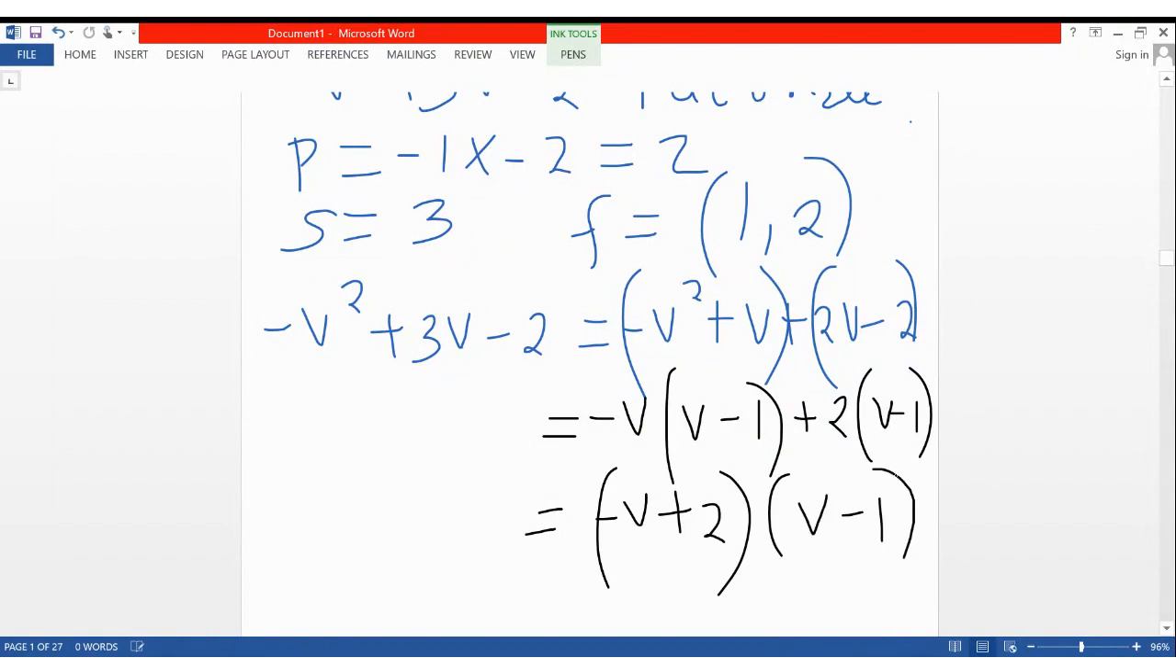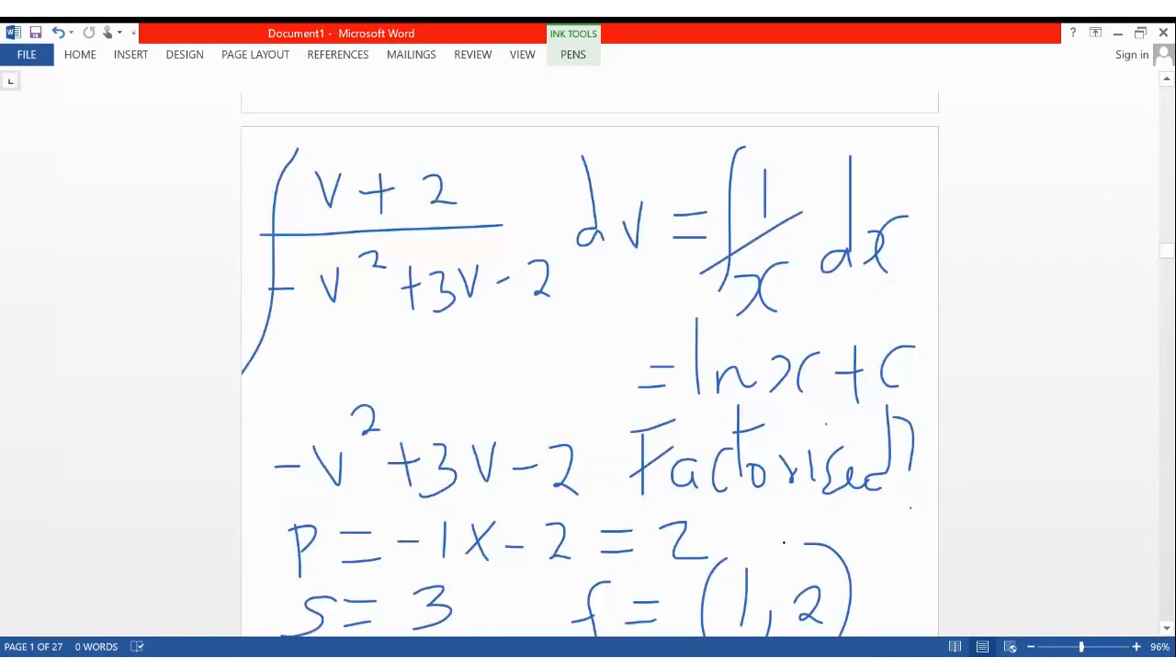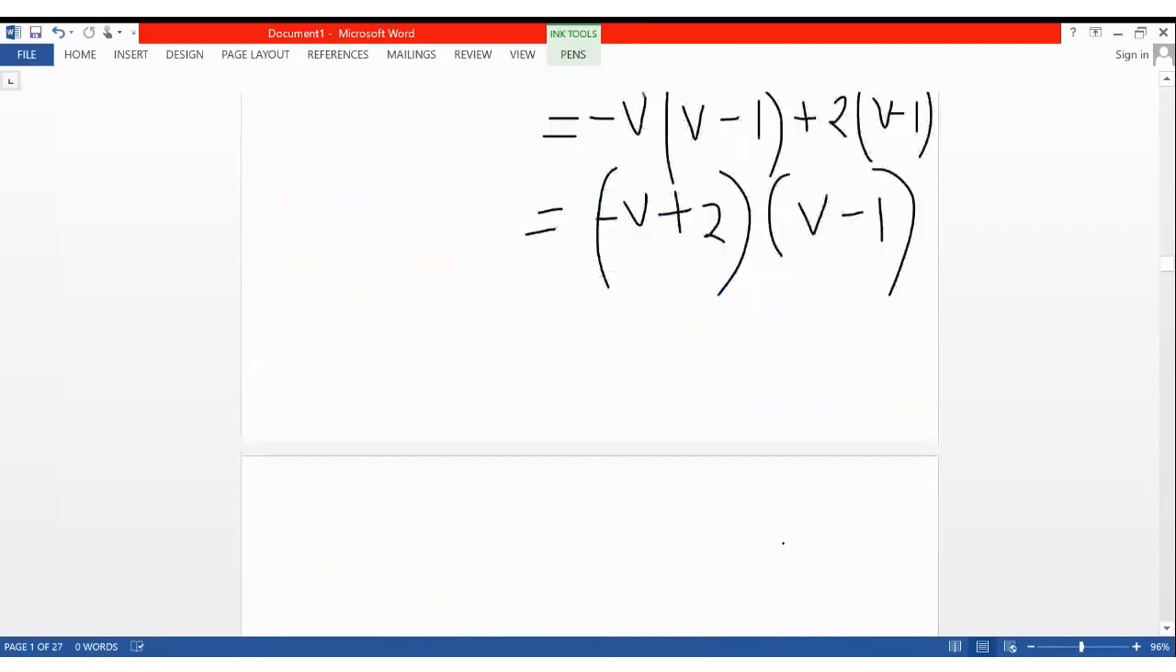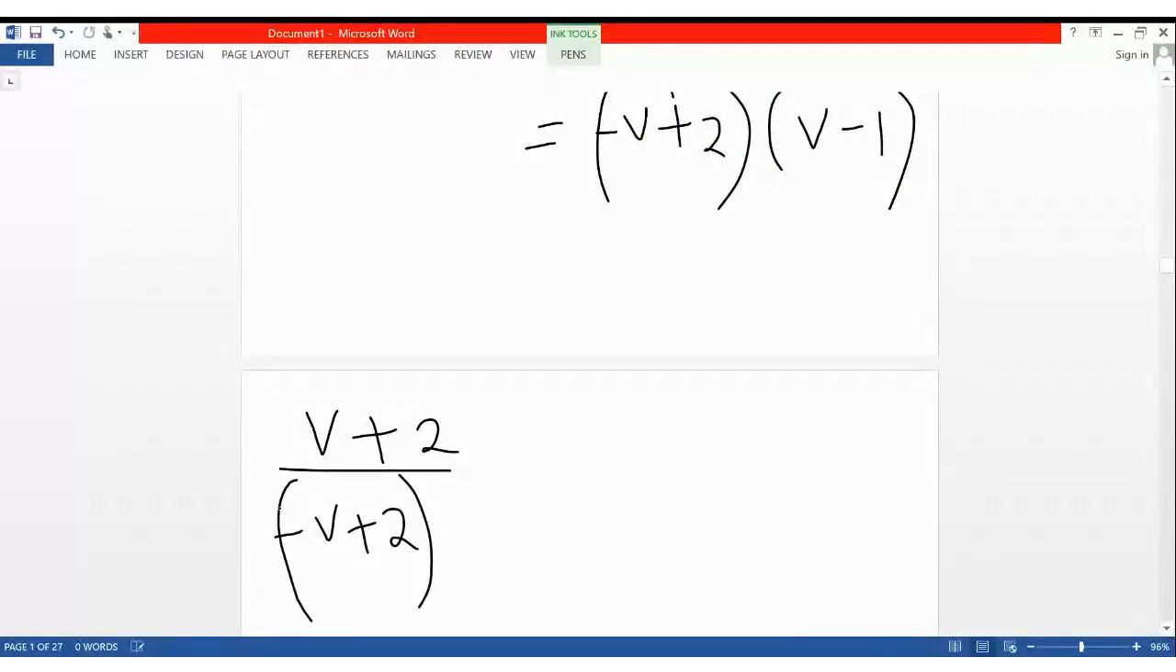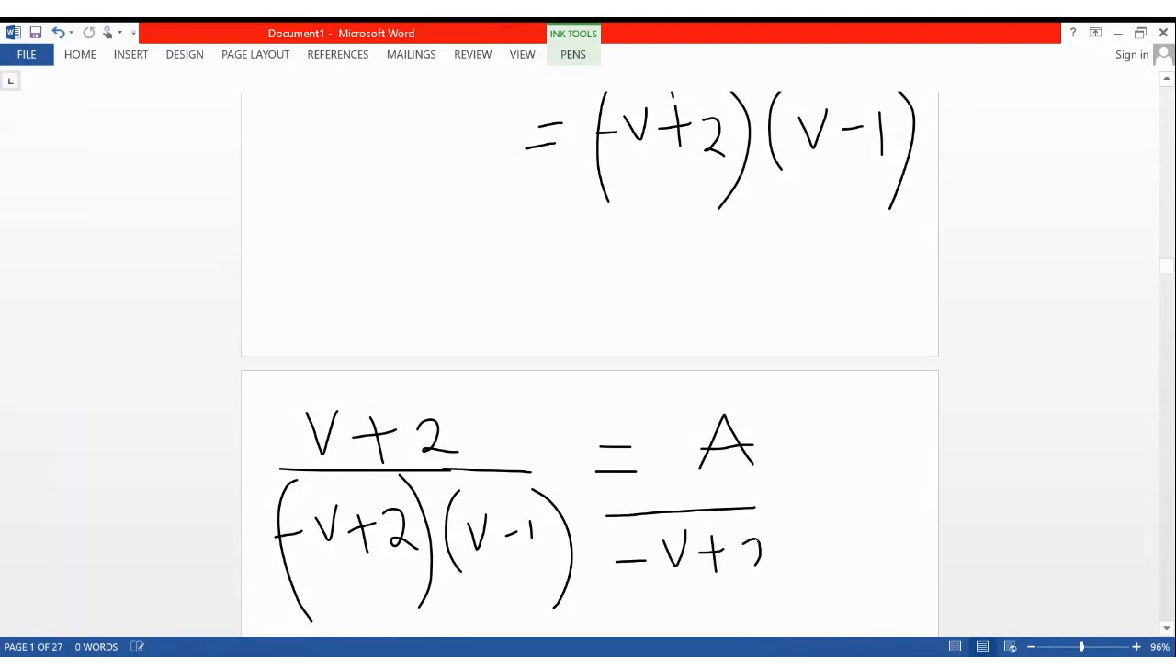So I'll go back to the equation that I have. I'll have v plus 2 on the numerator, all over negative v plus 2 and then v minus 1. Remember, partial fractions will introduce a over negative v plus 2, and then plus b over v minus 1. We look for the value of those two. So the LCM here will be what?